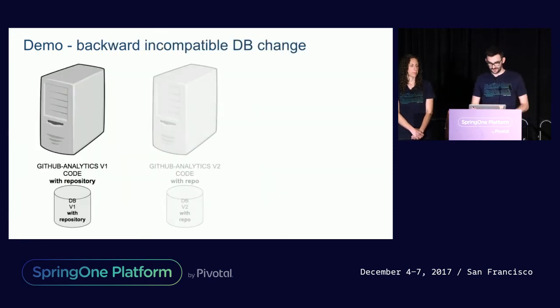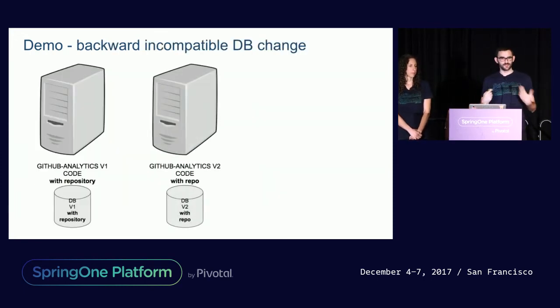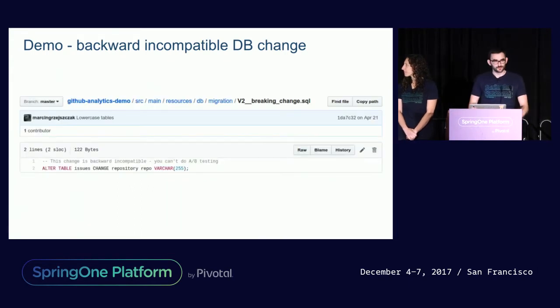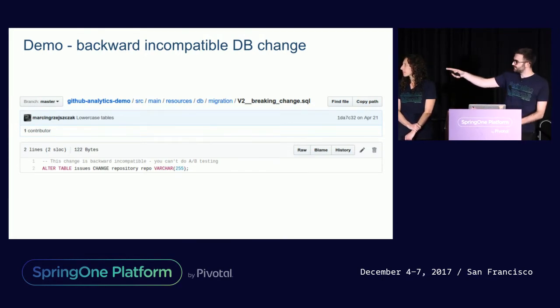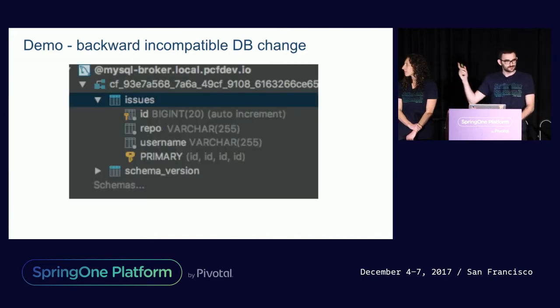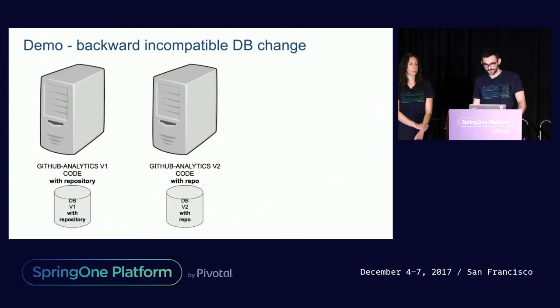Now, again, somebody had a great idea and renamed the column from repository to repo. Why not? It's shorter, right? So in the code, we have repo, and in the database, we have repo. So he has created, or she has created, a script called v2 breaking changes, just a hint. And we alter table issues and change repository to repo. So what happens is we have a column called repo, right?